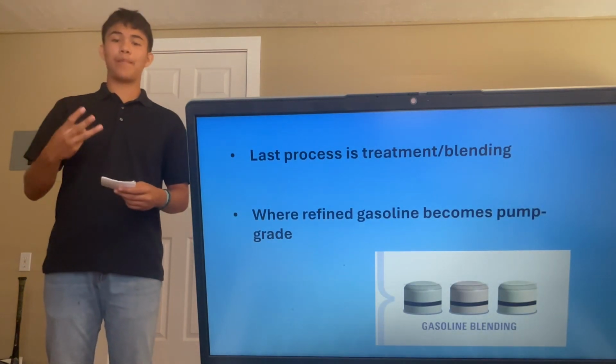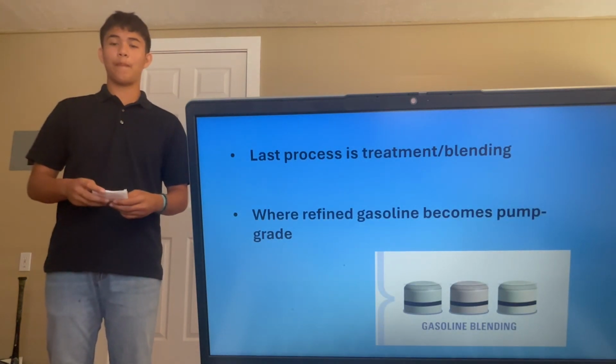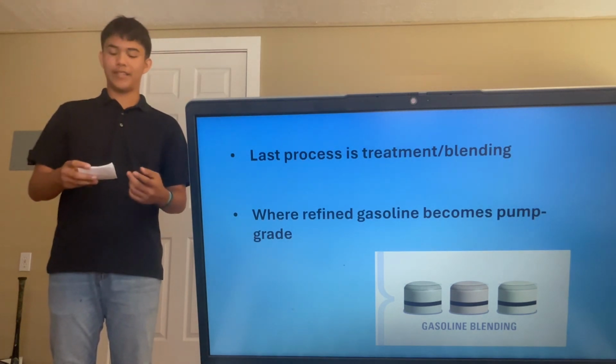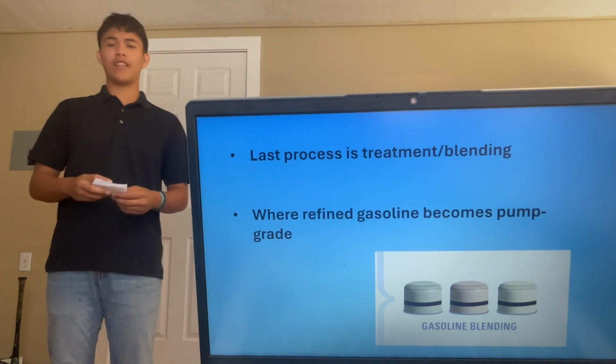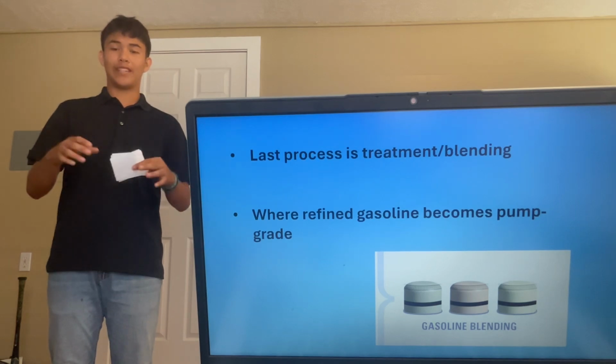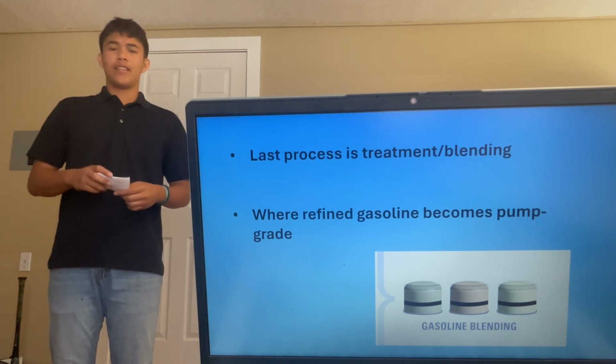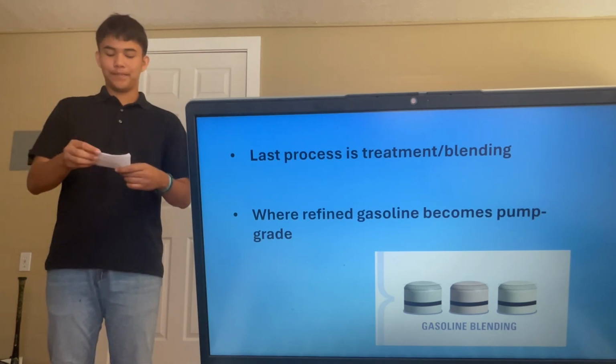The third and final step of the gasoline refinery process is called treatment or blending. This is where they combine all the products into gasoline, into pump grade gasoline.